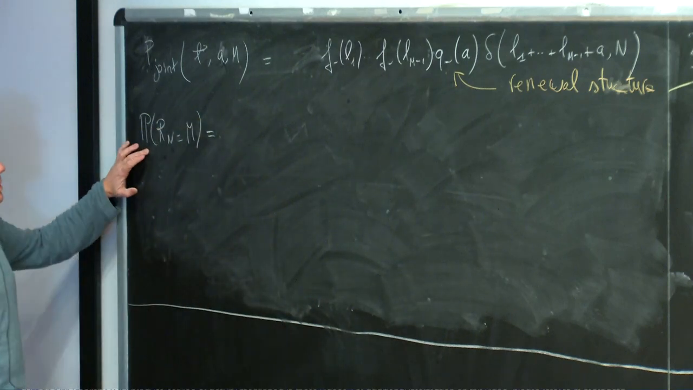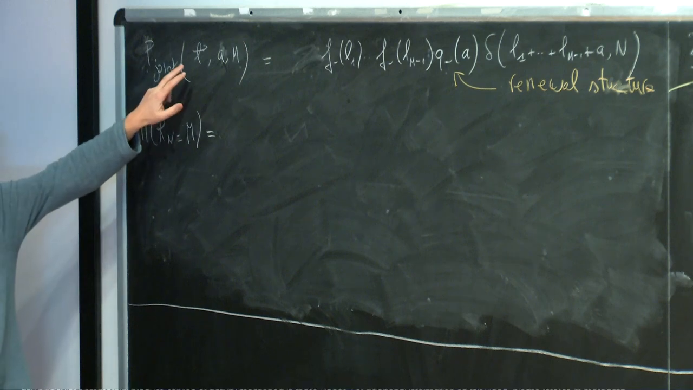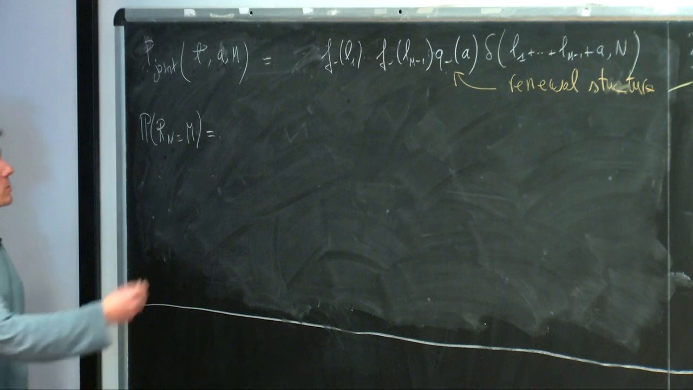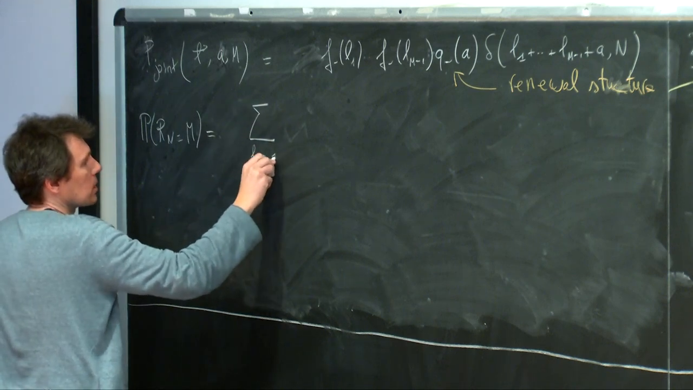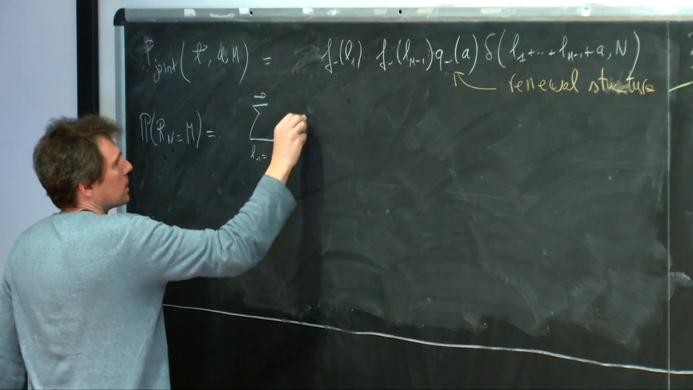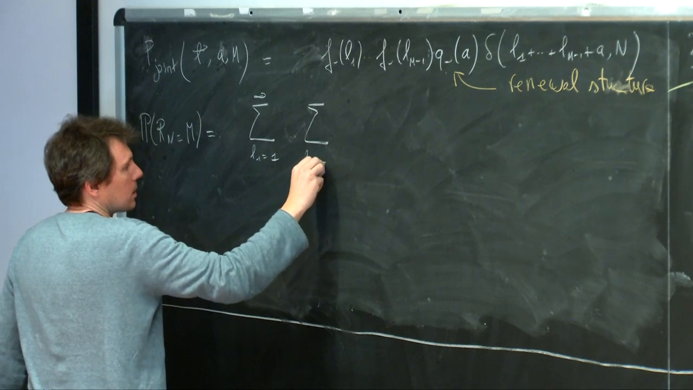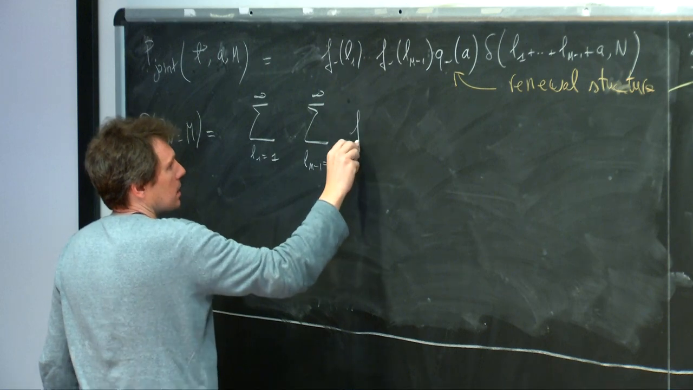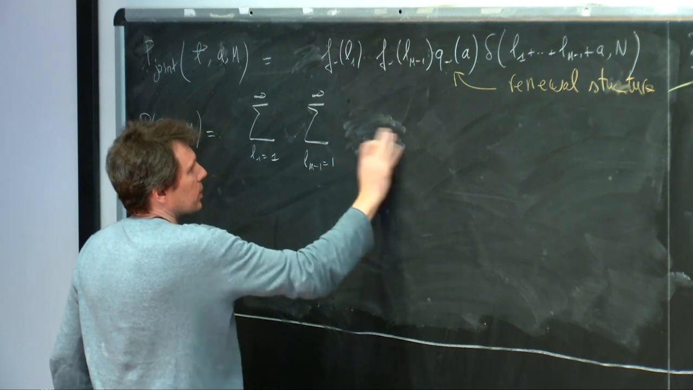To get it, you would agree that I need to sum over all the possible values of L and A. That's what I need to do in principle. I want to sum from 1 to infinity of this F minus L1. Sorry, I have an additional sum to perform. Excuse me.